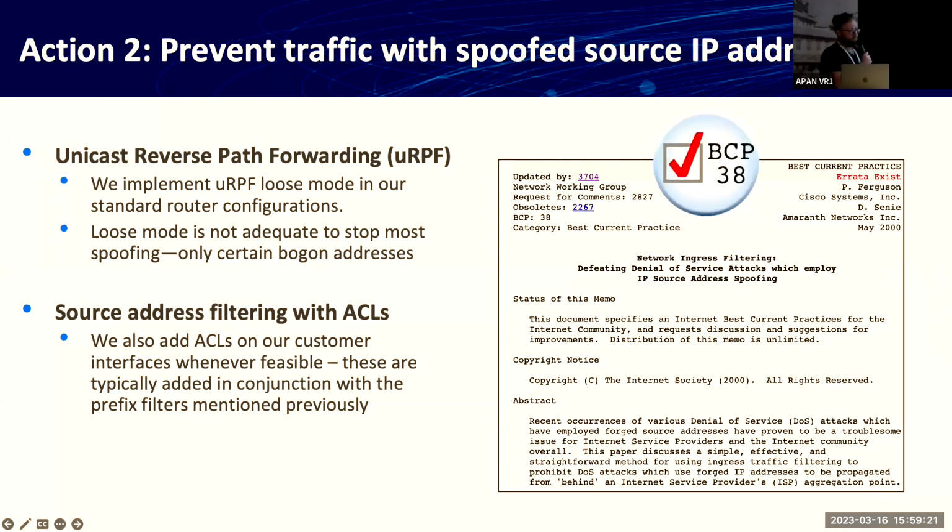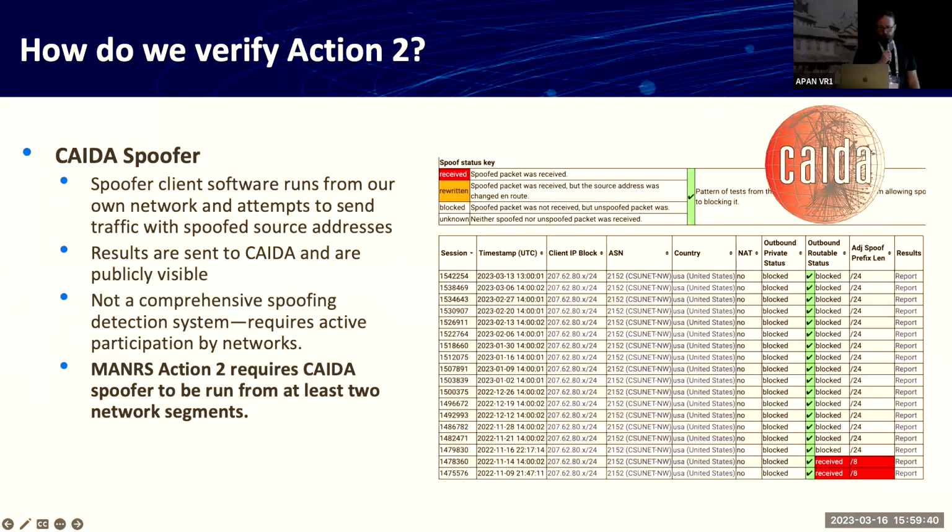So we also do ACLs on our customer interfaces whenever feasible. We add these in conjunction with the prefix filters as part of our onboarding process for new prefixes. And then for verifying action two, we use the CAIDA Spoofer, at least it's a start.